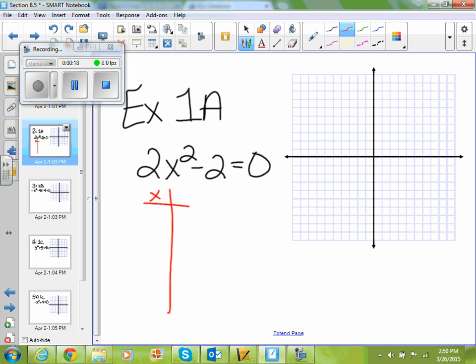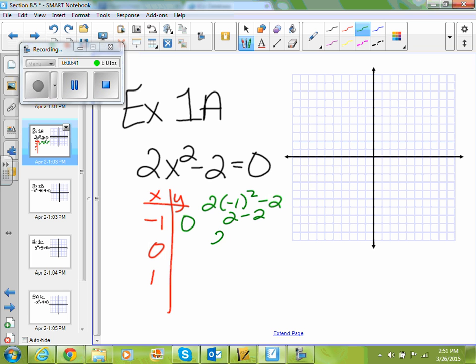And we're going to solve this by graphing. So we're going to make a table of values using -1, 0, and 1. Okay, so if I plug in -1, 2 times -1 squared minus 2. Well, what's -1 squared? 1. 1 times 2 is... Okay, so 2 minus 2 gives me 0.